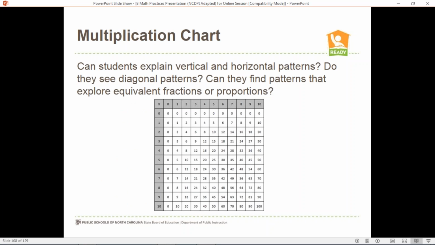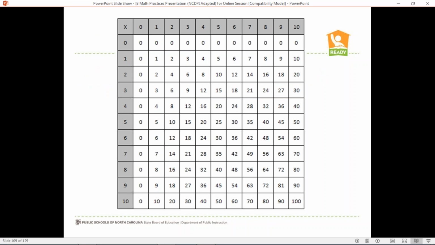And so in a multiplication chart, we're going to start with our zeros, but we're going to make sure the whole first row and the whole first column are zeros. And of course, that's a different structure than a hundreds board. And in a hundreds chart, do we see vertical and horizontal patterns? Do we see diagonal patterns? And can we talk about those, right? Can we talk about this as a horizontal pattern, as we go across, that we're counting by threes? Can we see the horizontal pattern of the fours? And then do we recognize that those are equivalent fractions, right?